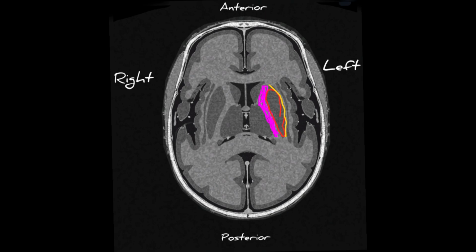More laterally, there is a layer of gray matter. That part is called the claustrum. And lateral to this part, there is again a layer of white matter that is called the extreme capsule. You can see this part is called the extreme capsule.